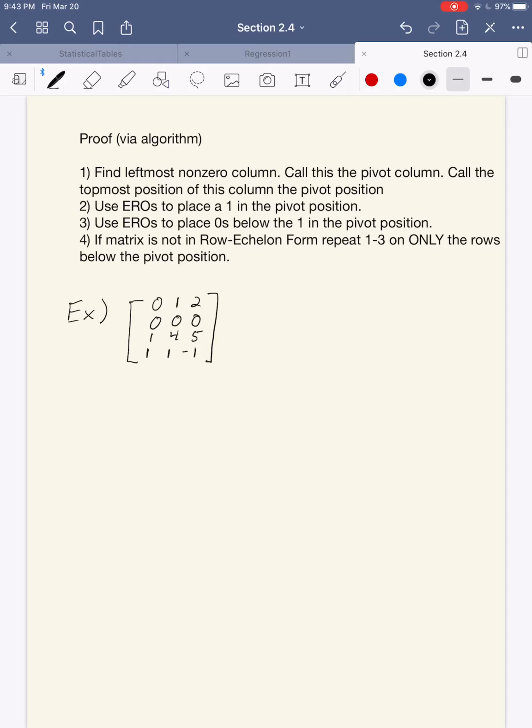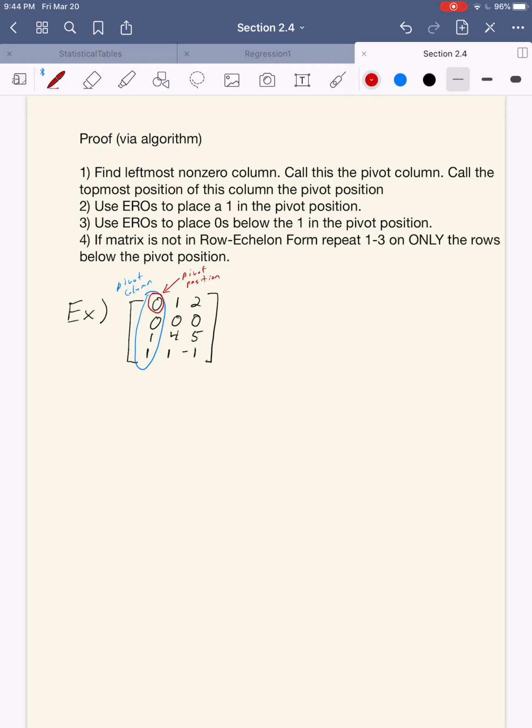So we've got another little example here, this 4x3 matrix, and we're going to try to very closely follow this algorithm. So this algorithm says we're starting off with this matrix here. First thing we need to do is find the leftmost non-zero column. So this guy right here, that would be that column there. Let me do that in a different color so it's easier to see. This guy right here would be what we call the pivot column. And then we take the topmost position of this column and we call that the pivot position. So this right here, that is the pivot position.